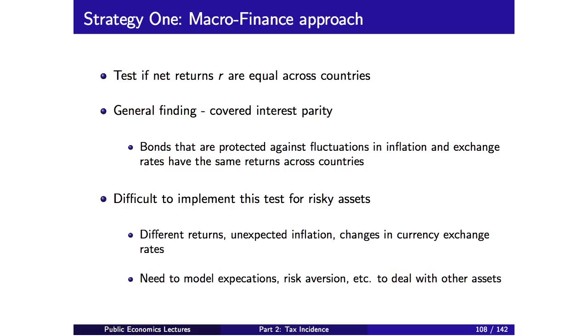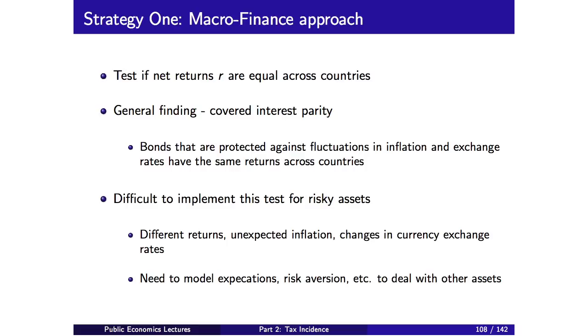The much more important class of assets are risky assets like equity, where there's lots of things going on. So you have different returns, obviously. You have unexpected inflation. You have exchange rate risk. All of these things affect equilibrium prices and rates of return. But you have no way as the econometrician of testing whether the average rate of return in country A versus country B is the same unless you take a stance on people's expectations, their risk aversion, and various other model-dependent things.